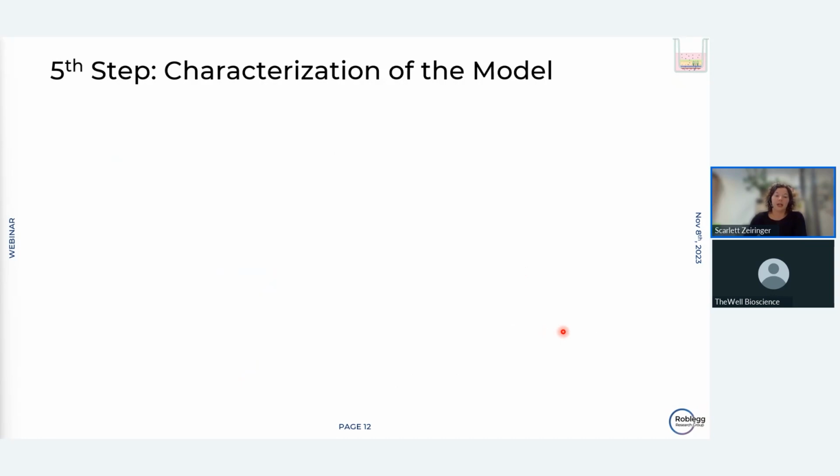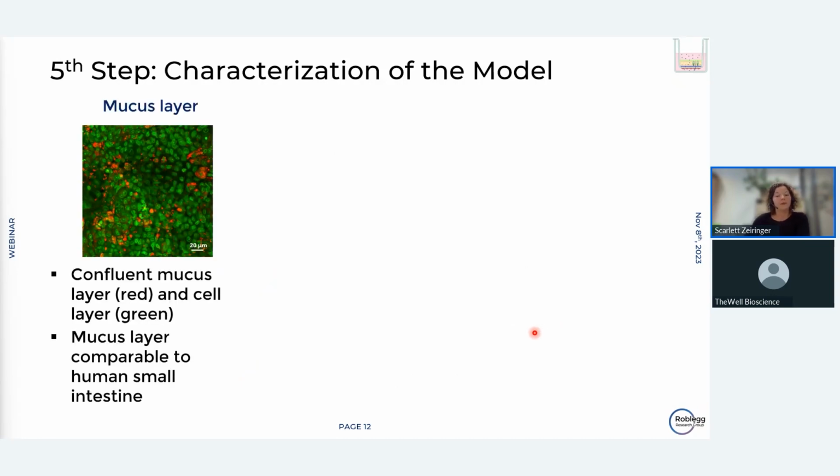The characterization of the model showed promising results. In the first figure, you can see that a confluent mucus layer was formed on top of the epithelium. The mucus, you can see here stained in red, whereas the cells are stained in green underneath. The mucus, mainly produced by HT29-MTX cells, is comparable to the human small intestine.